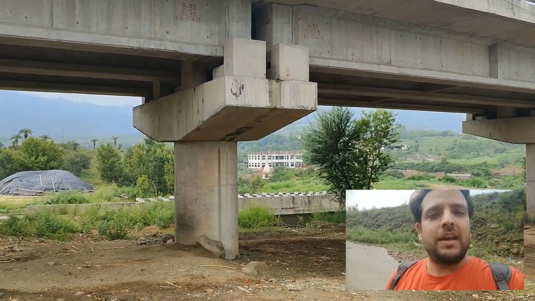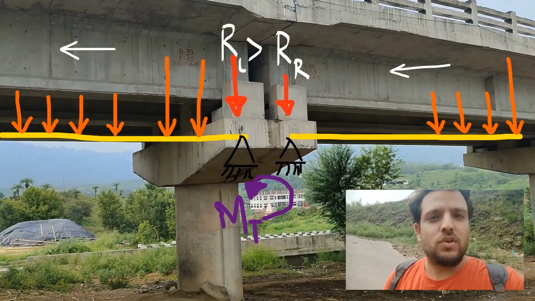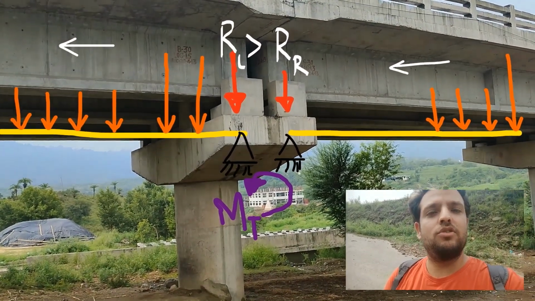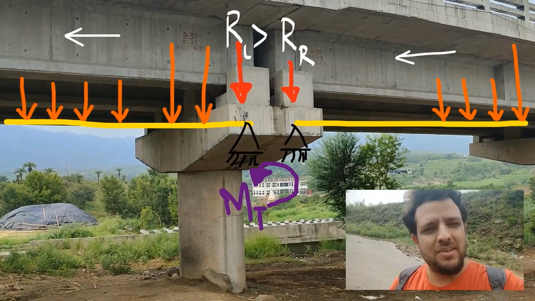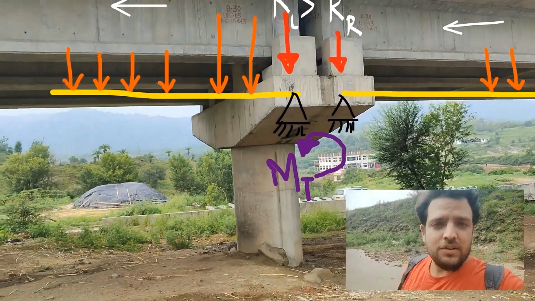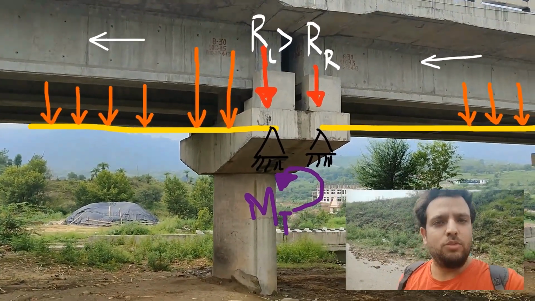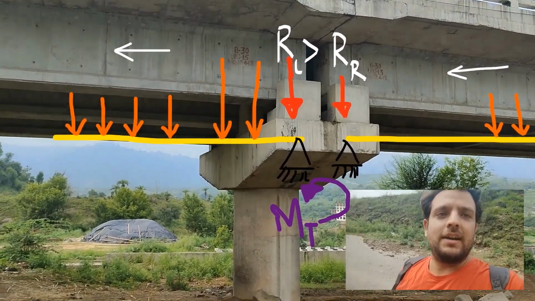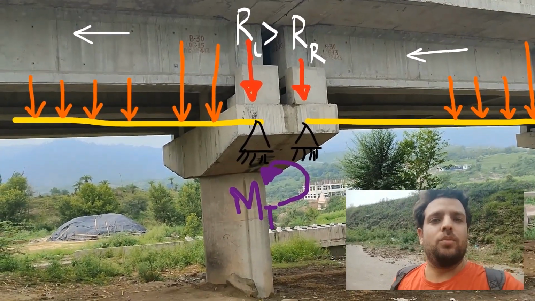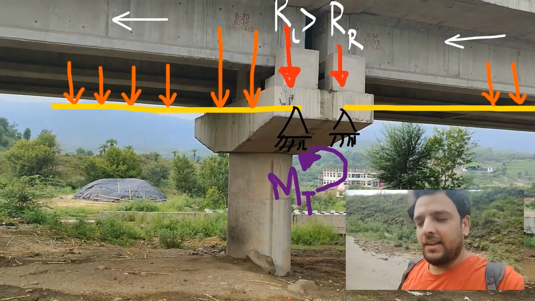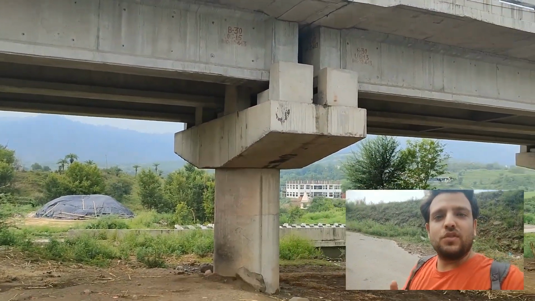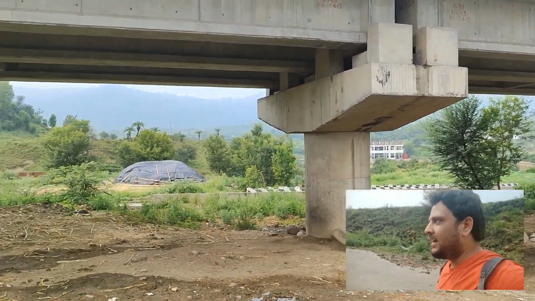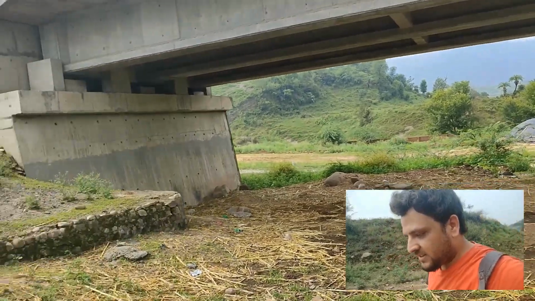So based on the reaction difference of the live load on the individual spans, some torsion may be generated, and that torsion is converted into equivalent bending moment and equivalent shear force, and that is added to the main bending moment and main shear force for designing the cantilever beam. So this was one component which is designed as a cantilever beam in bridge structures.